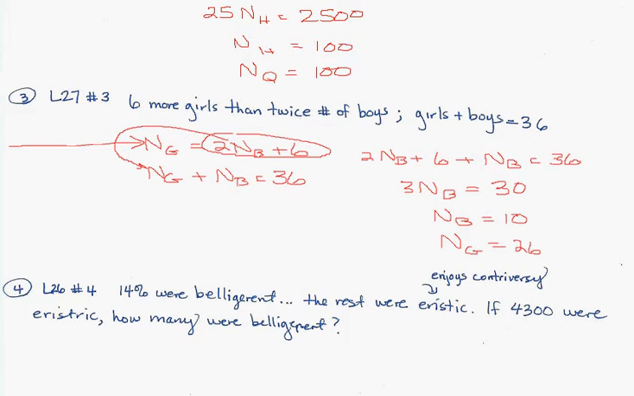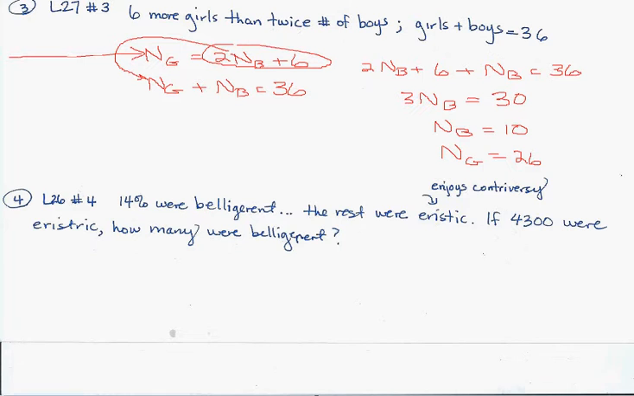Alright, percentage problems. This is lesson 26, number 4. 14% of all the kids. When they say 14%, it means of everyone. Maybe these aren't kids, I guess they're the total. 14% of the total were belligerent. The rest were eristic. I had to look that up. Eristic means enjoys controversy. So belligerent is kind of mean-spirited, but eristic is just they enjoy the controversy. It might not be a mean spirit.